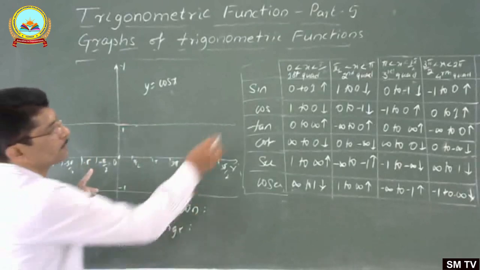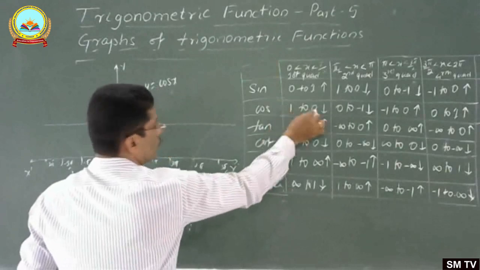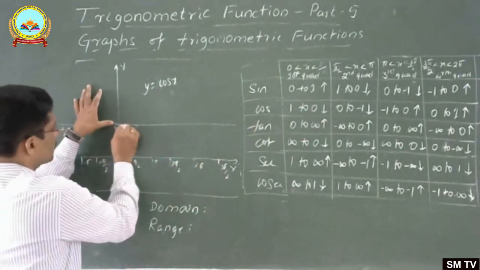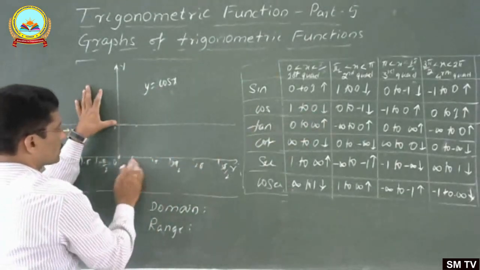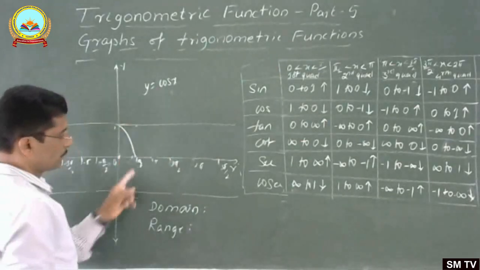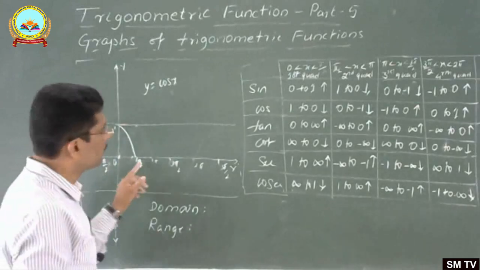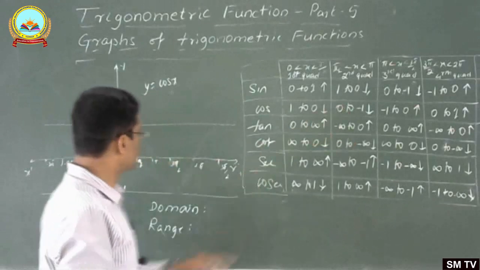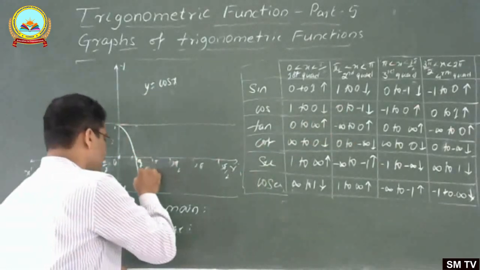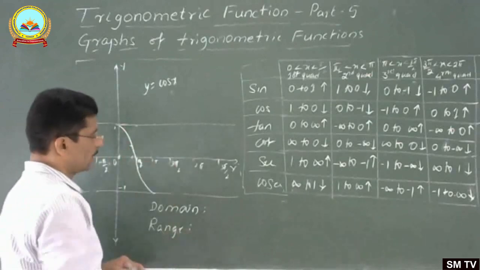Here also in the cos function, in the first quadrant 0 to pi by 2, it is decreasing from 1 to 0. At 0, the cos function is 1, and at pi by 2, the cos function is equal to 0. It is a decreasing function. Here pi by 2 is also a point of inflection, where the curve changes its nature. In pi by 2 to pi, it is again decreasing, from 0 to minus 1, but the direction is changed, though still decreasing.